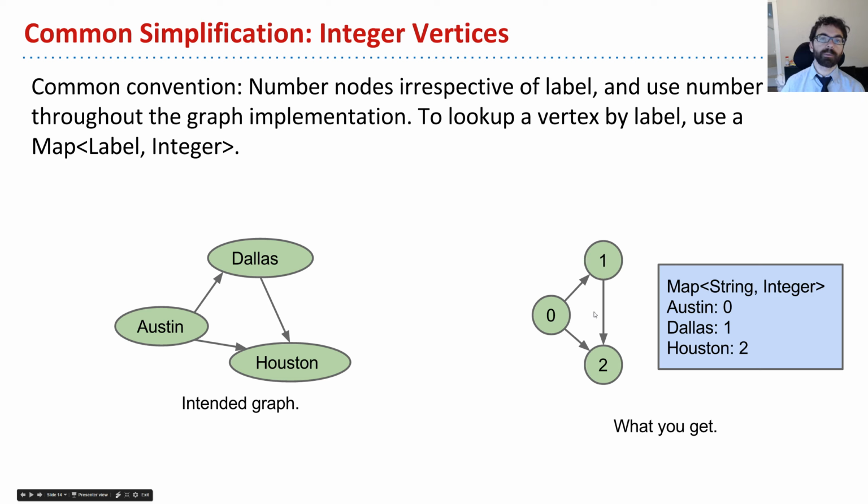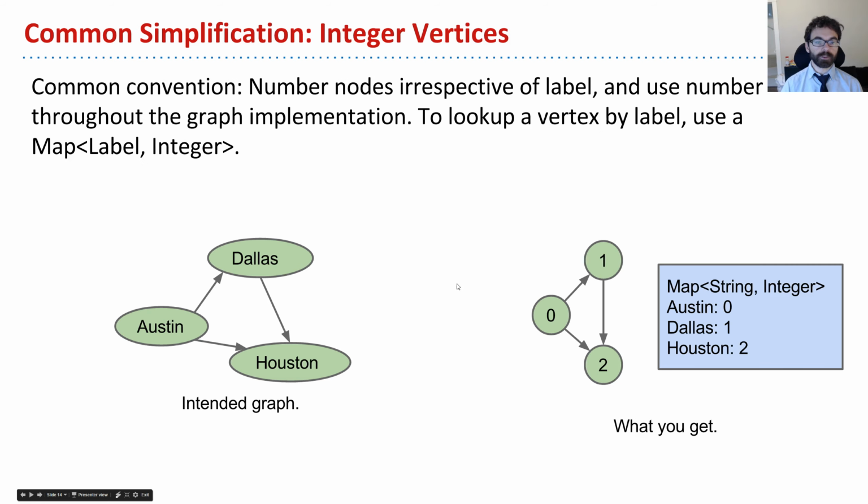Now, if you want a graph that represents something like cities, then we might imagine having a map from string to integer, and maybe another from integer to string, so that we can say, okay, whenever I say Austin, I mean 0, when I say Dallas, I mean 1, and so forth. And if you want to go the other way, you would just create the other map as well.